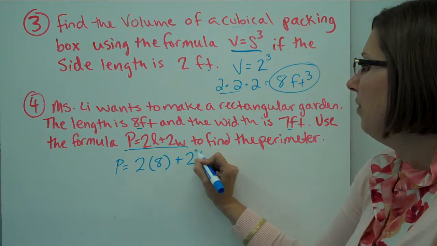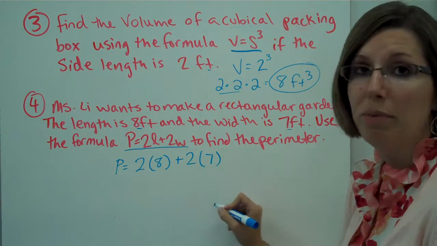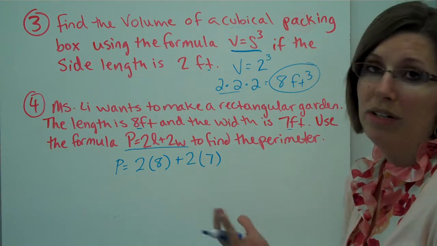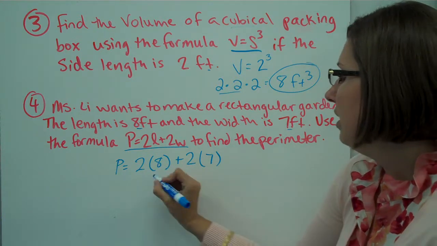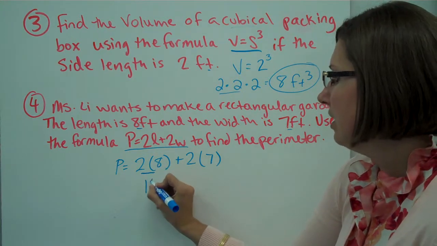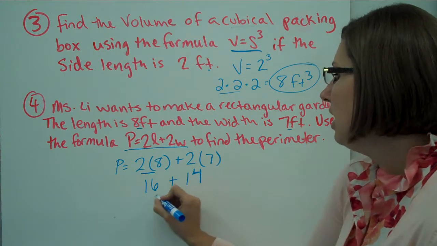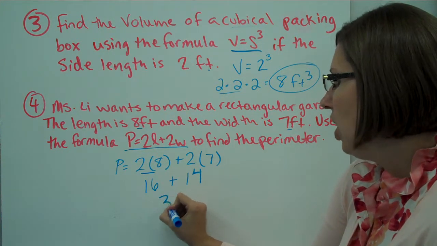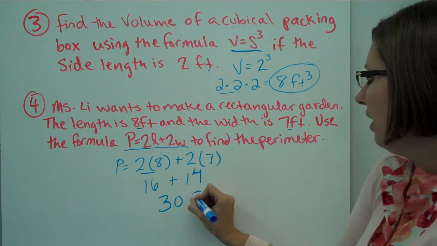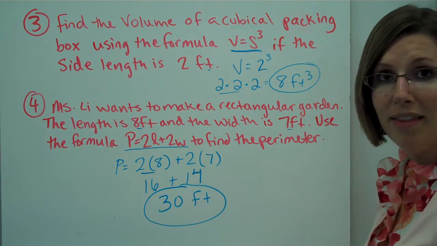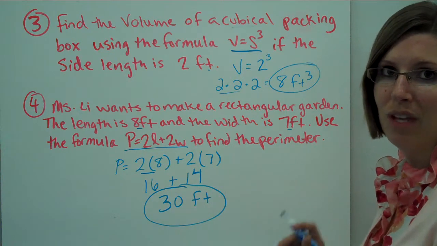You can use whatever operation symbol you want to represent multiplication. You can use a dot. I choose parentheses. So this 2 times 8 is 16. 2 times 7 is 14. 16 plus 14 is 30 exactly, and it's in feet. That's my answer. I hope you got these two as your answer.